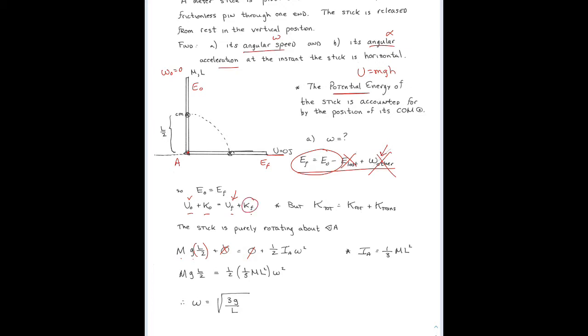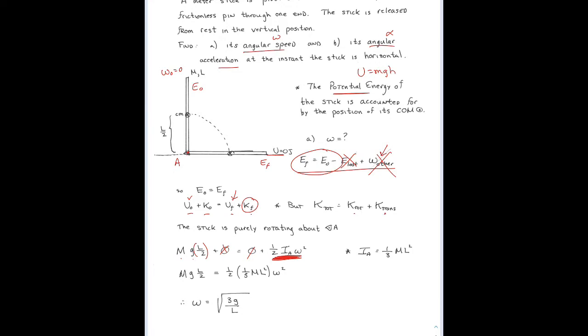Final kinetic. Remember, total kinetic energy is a rotation about the center of mass plus translation of the center of mass. So this stick is purely rotating about the pivot point A. So the only type of kinetic energy is rotational kinetic energy about the pivot point.